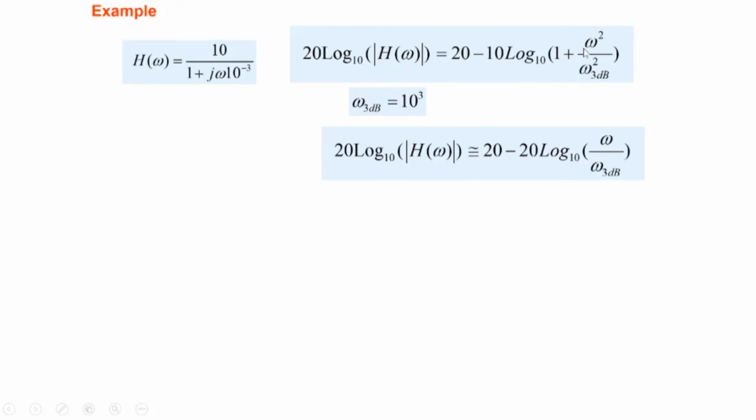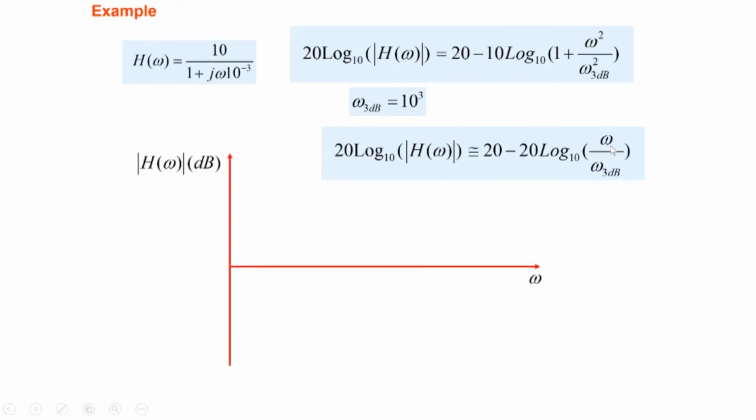The other one, which is easier to plot, is for omega much larger than omega 3 dB. In that case, we can neglect the 1 here, and so the function becomes 20 minus 20 log 10 omega by omega 3 dB. So we can plot it like this. If we plot as a function of omega, at low frequencies we can draw a line at 20.